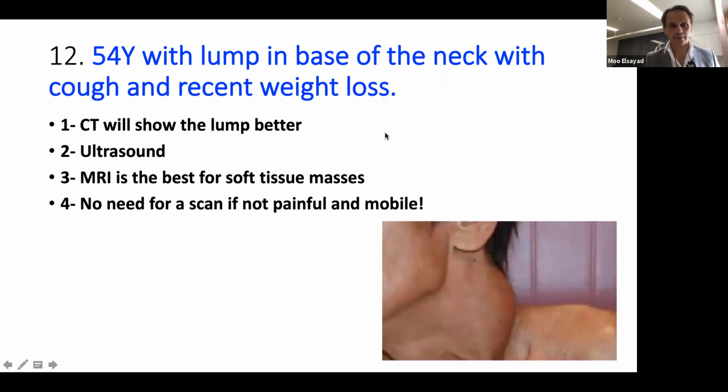Perfect. Now another big lump here, at the base of the neck, with cough and recent weight loss. CT will show us the lump better. Ultrasound, MRI is the best. Soft tissue masses: no need for a scan if not painful and mobile. It's a tricky one.